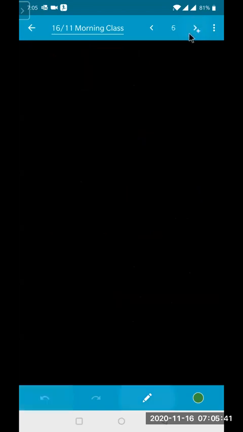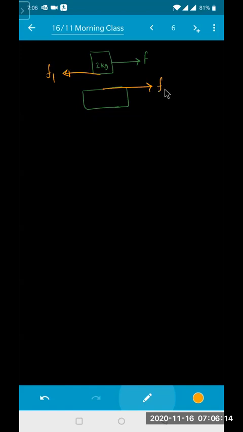Right? So make an FBD right now like this. This one is your 2 kg, and you are applying the force on this one, capital F. And down there is your 3 kg block like this. So there will be friction in this direction on this one, and on the other one the friction will be in the opposite direction. If this is F1, the same equal and opposite friction will be exerted on this one, that is nothing but F1.